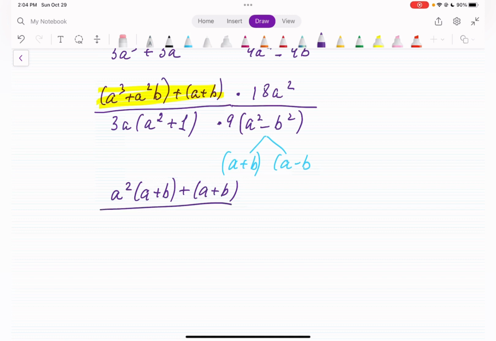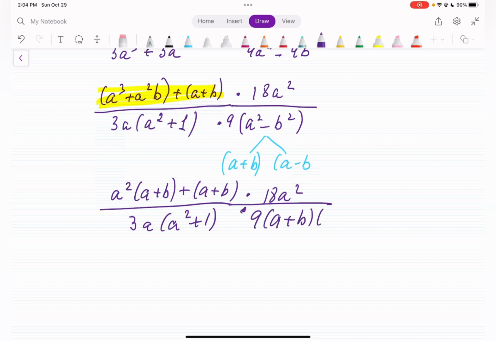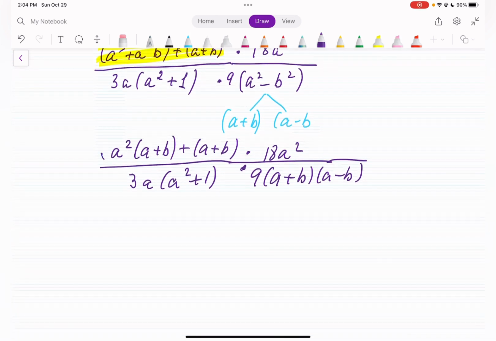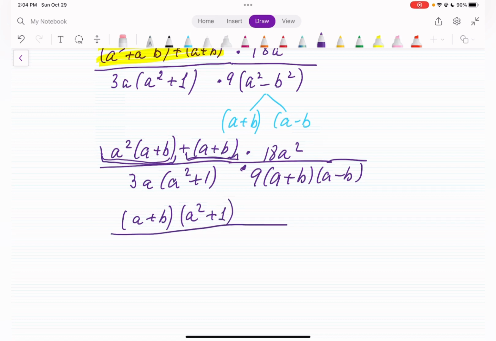Okay, that's equal, plus 1, times 18a squared over 9 times a plus b times a minus b. And finally, between these two, 1 and 2, they have a common factor a plus b, right? A plus b, and from the first piece I will have a squared, and from the second one, I will have plus 1. Now I'm done. Now I can cancel as much as I can.